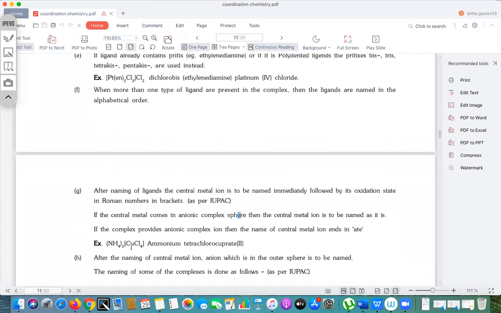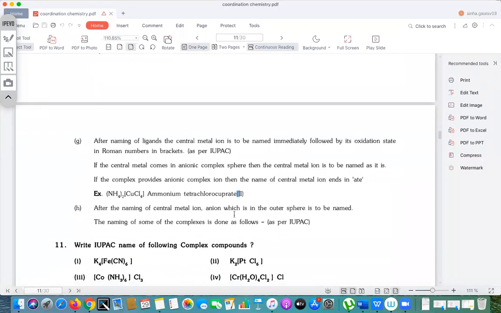Take (NH4)2[CuCl4]. The NH4 is written first because the cationic part always comes first: ammonium. Then four chlorine, tetrachloro, then cuprate. If the metal is in the negative part, the anion, then we write the -ate form, cuprate, and then the oxidation state of copper, 2. After naming the central metal ion, the outer sphere is to be named. The naming of some complexes is done as follows as per IUPAC. Now with an example you'll get it.